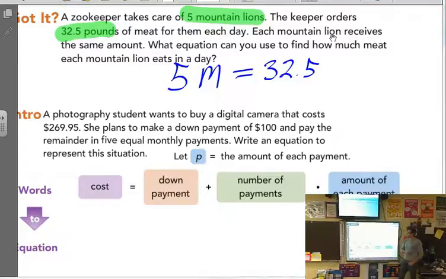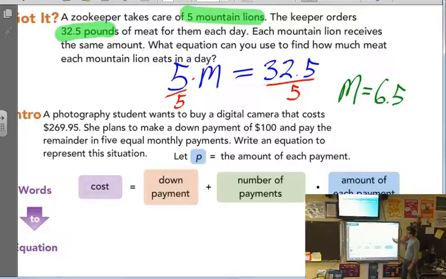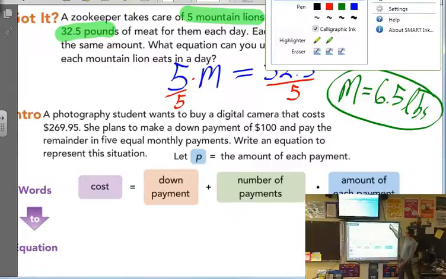What equation could you use to find how much meat each mountain lion eats? So 5 mountain lions consume 32.5 pounds. I want to isolate my variable of M, so I divide by 5 on both sides because M is attached to 5 through multiplication. When I do that division on both sides, 30 divided by 5 is going to give me 6, and another 2.5 is another half. So we get that M, or each mountain lion, is going to eat 6.5 pounds of food every day. And just for good measure, let's check that division, and we are correct, 6.5 pounds.